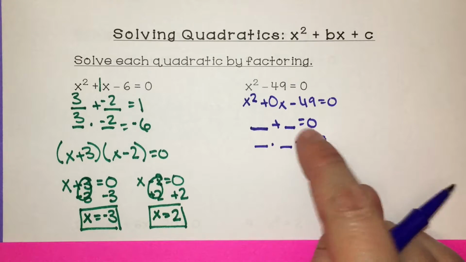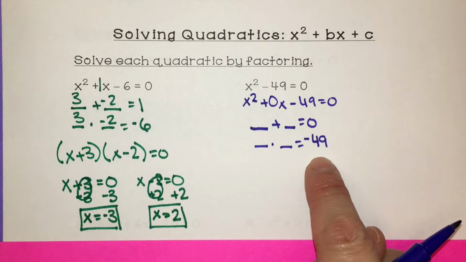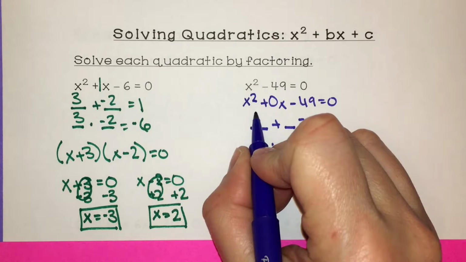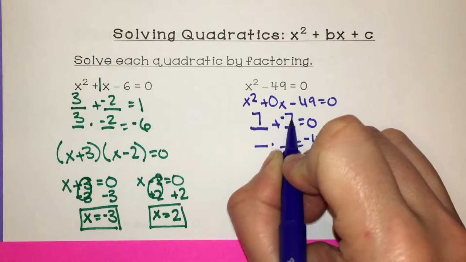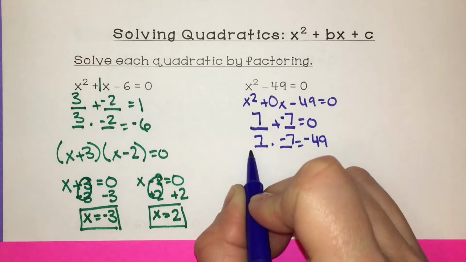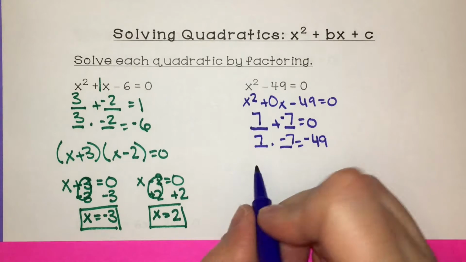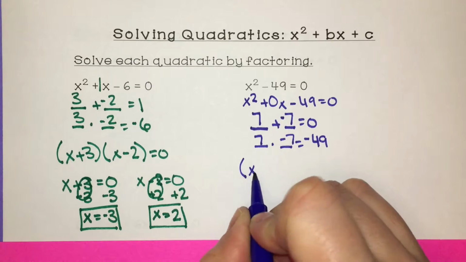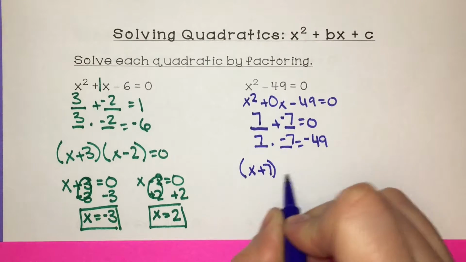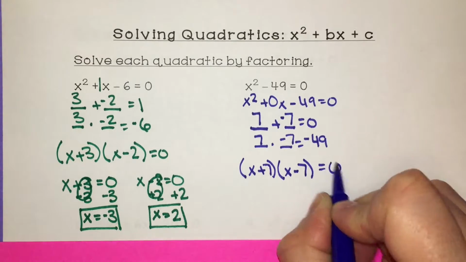Well, to add together to equal 0, it means they have to be opposites. What times itself is 49? 7. So that means one's +7, one's -7. 7 plus -7 is 0. 7 times -7 is -49. So this factors to x plus 7 times x minus 7. Make sure you write down the equal 0.